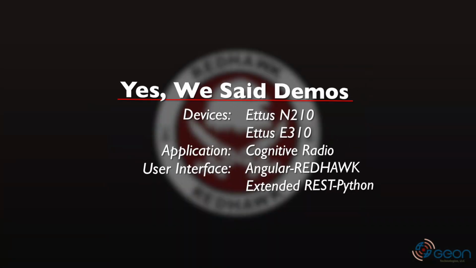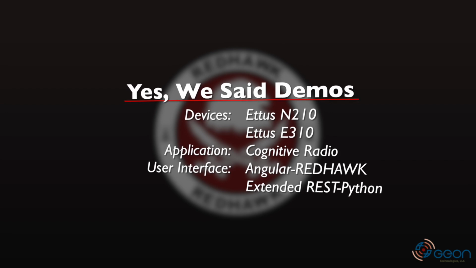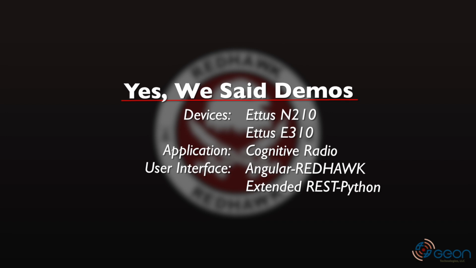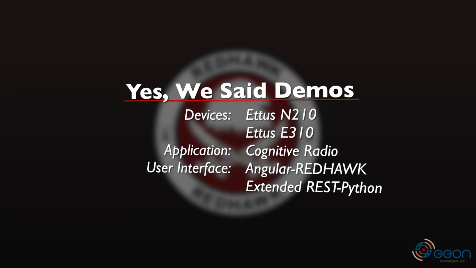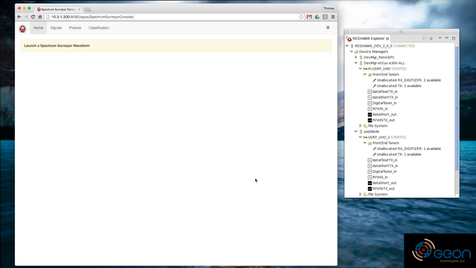Now, you know we can't leave you without some sort of a teachable moment, right? So how about using the Ettus N210 as well as the E310 in a cognitive radio application we've developed as seen from our Angular-REDHAWK-based web client running from our extended REST Python server. Now we're talking. Here you can see the web client UI developed by Patrick Wolfram from our Surveyor application running in my Google Chrome window.